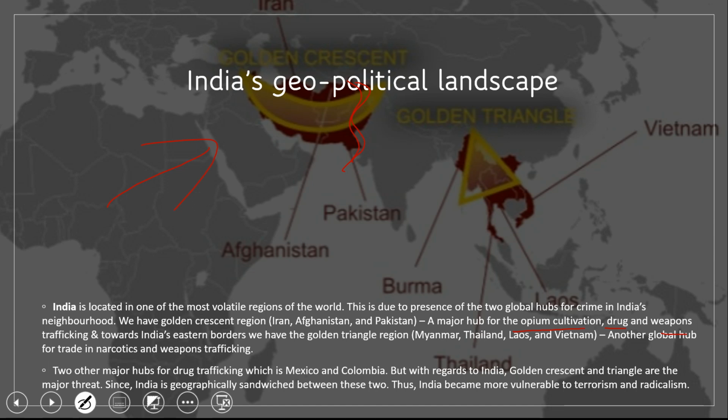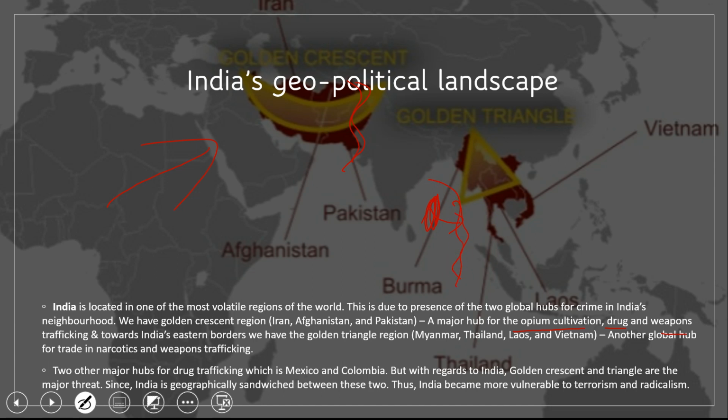Another, we have the Golden Triangle, that is Myanmar, Thailand, Laos and Vietnam, that is Burma, Thailand, Laos and Vietnam. So this is another global hub for the trade in narcotics and weapons trafficking. That's why recently in the news, India is militarizing the Andaman and Nicobar islands. India is giving a military presence in those regions, so that India will create a check over this region.